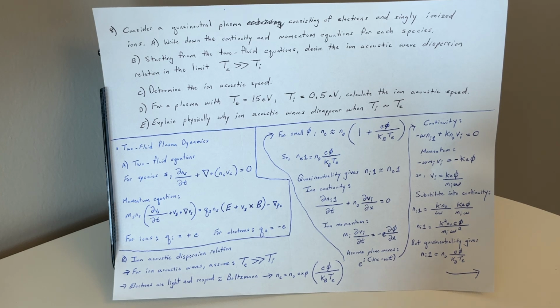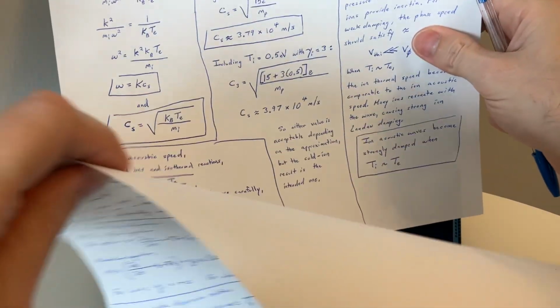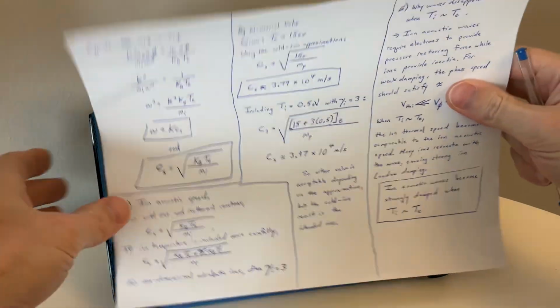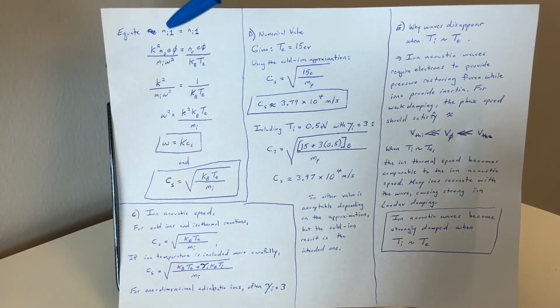Now, however, quasi-neutrality gives us this: n_i1 equals n_0 times e phi over k_B T_e. And what we're going to do is equate. Let me just move along. Second page here. Set up a proportion. We're going to equate n_i1 equals n_i1.